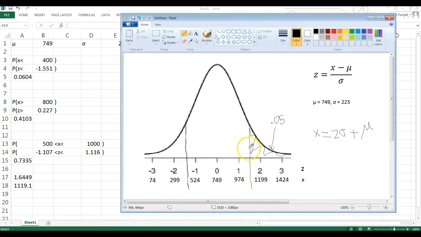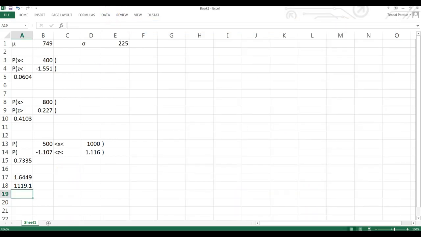Does that look like it's about right over here? It does indeed. All right, so feel free to send along any questions if you have them.